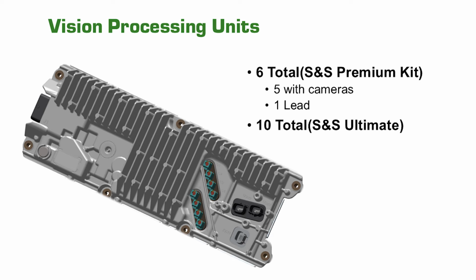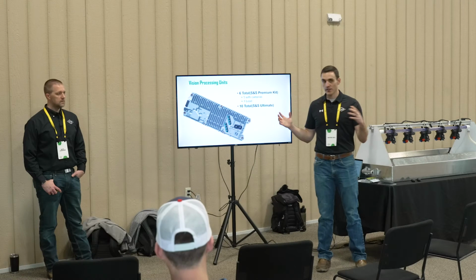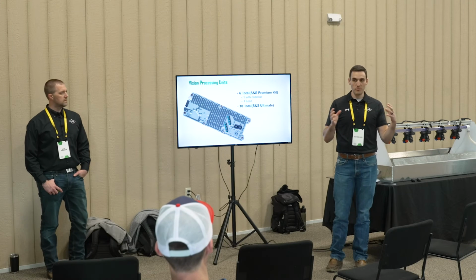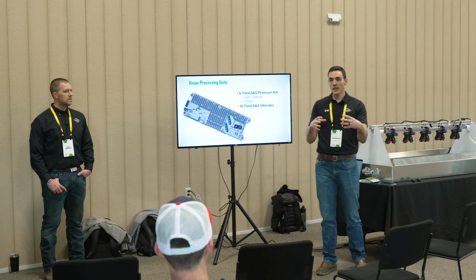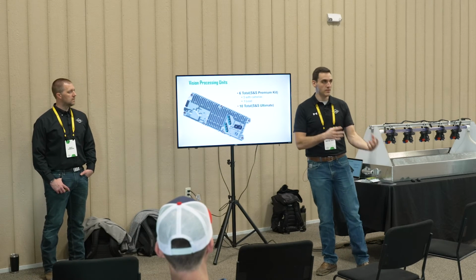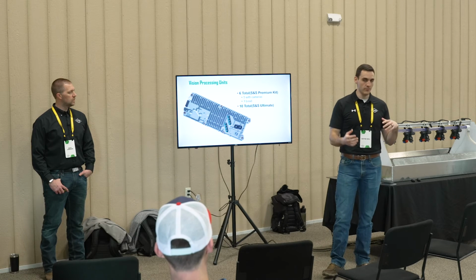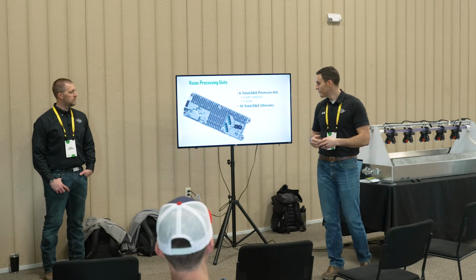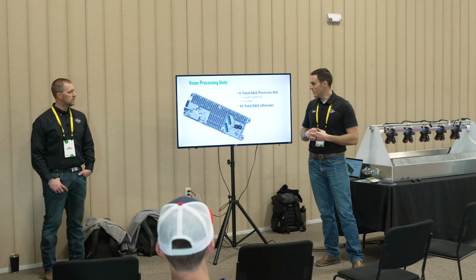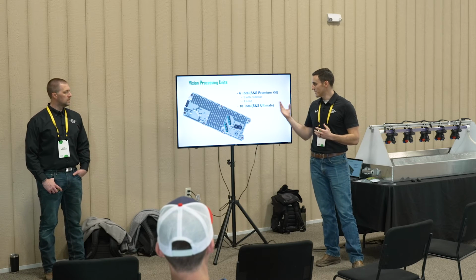There will be 1 lead VPU, or vision processing unit, per machine, right? So all the other vision processing units give all their information to the lead one, and that is the bridge between the See Spray system and the Exact Apply system, which tells the nozzles to turn on and off, right? There are 10 total VPUs on a See Spray Ultimate machine versus the 6 on the Premium.